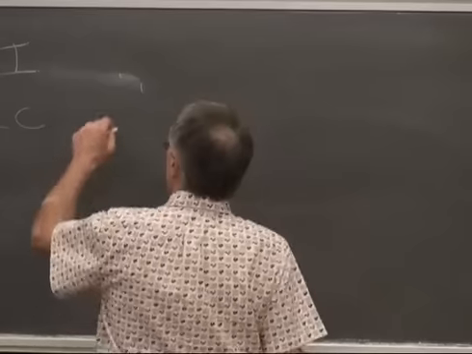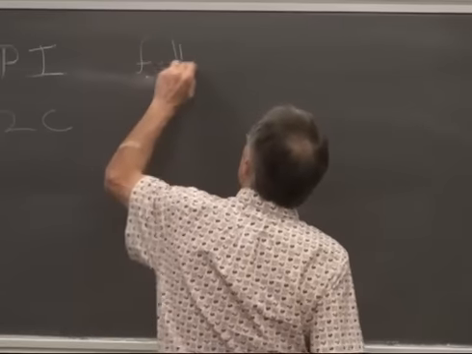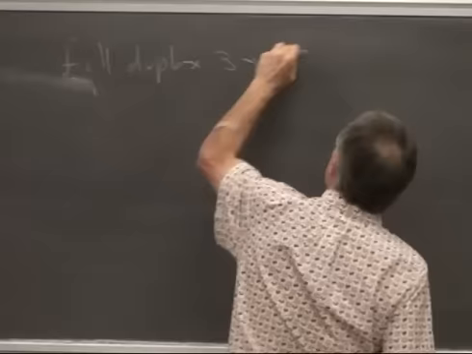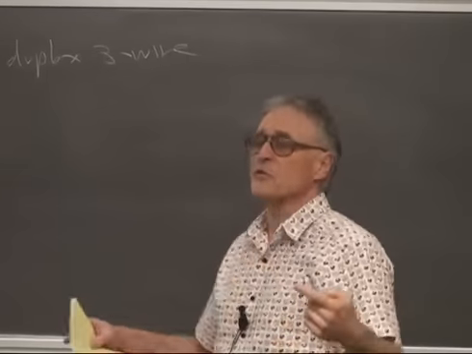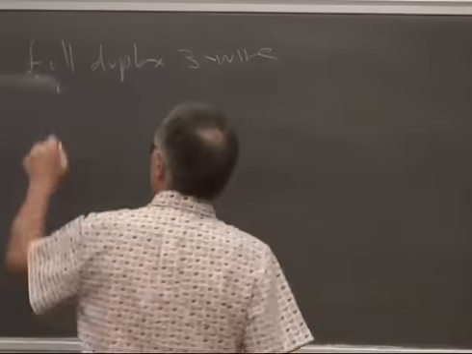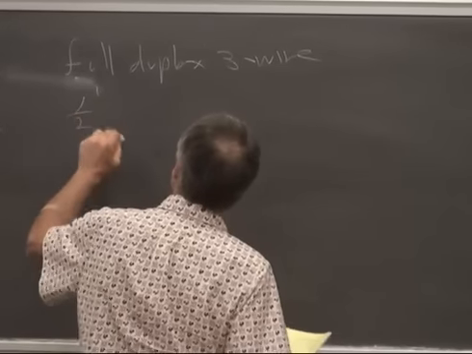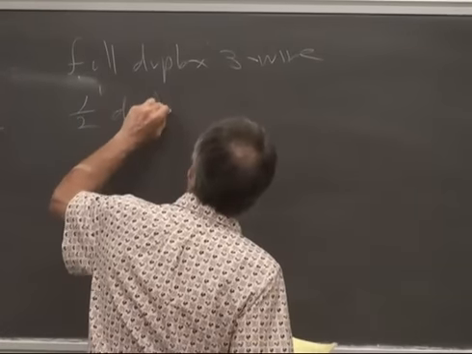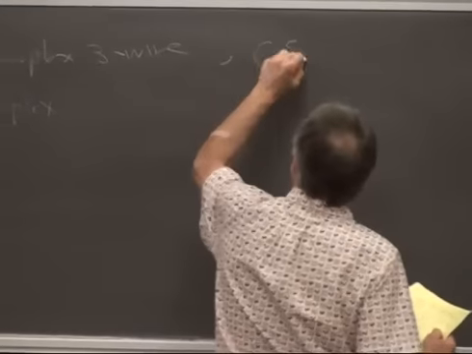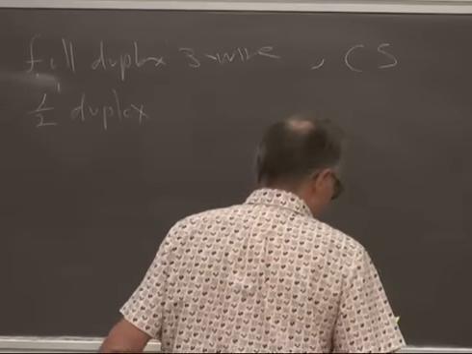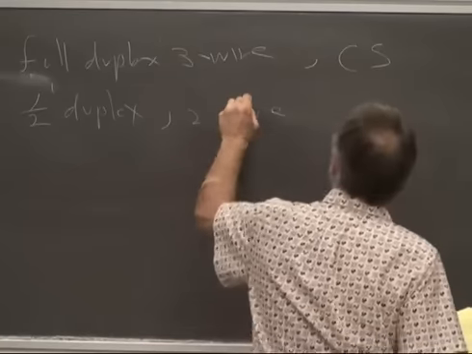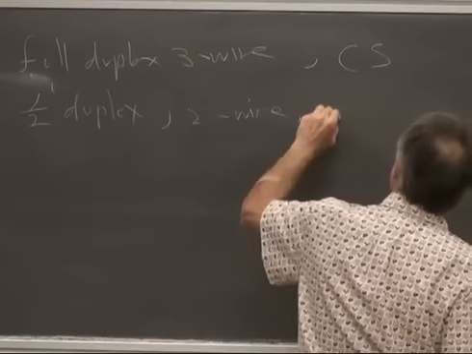SPI is a full duplex, 3-wire system. Full duplex means it transmits and receives at the same time. I2C is half duplex. You transmit or receive. Address here is by chip select. I2C is 2-wire. Save a whole pin that way. And the address is on the bus.